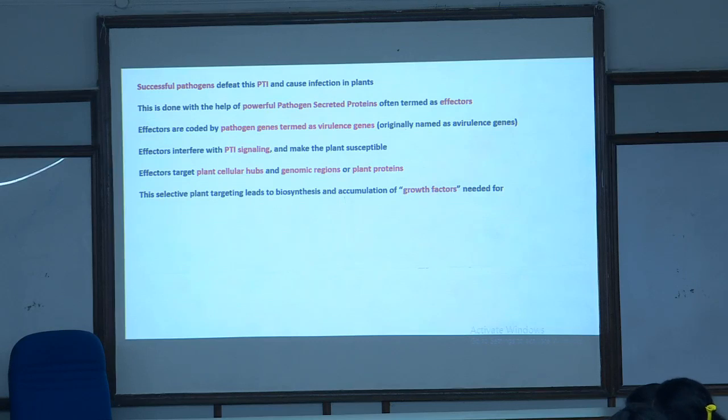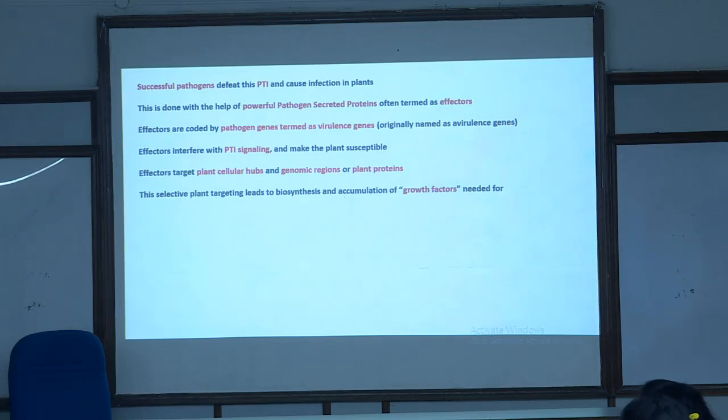The selective plant targeting leads to biosynthesis or accumulation of factors needed by the pathogen to undergo the so-called developmental transition from one stage to another in the case of fungal pathogens, or to enlarge its population size in the case of bacterial pathogens.